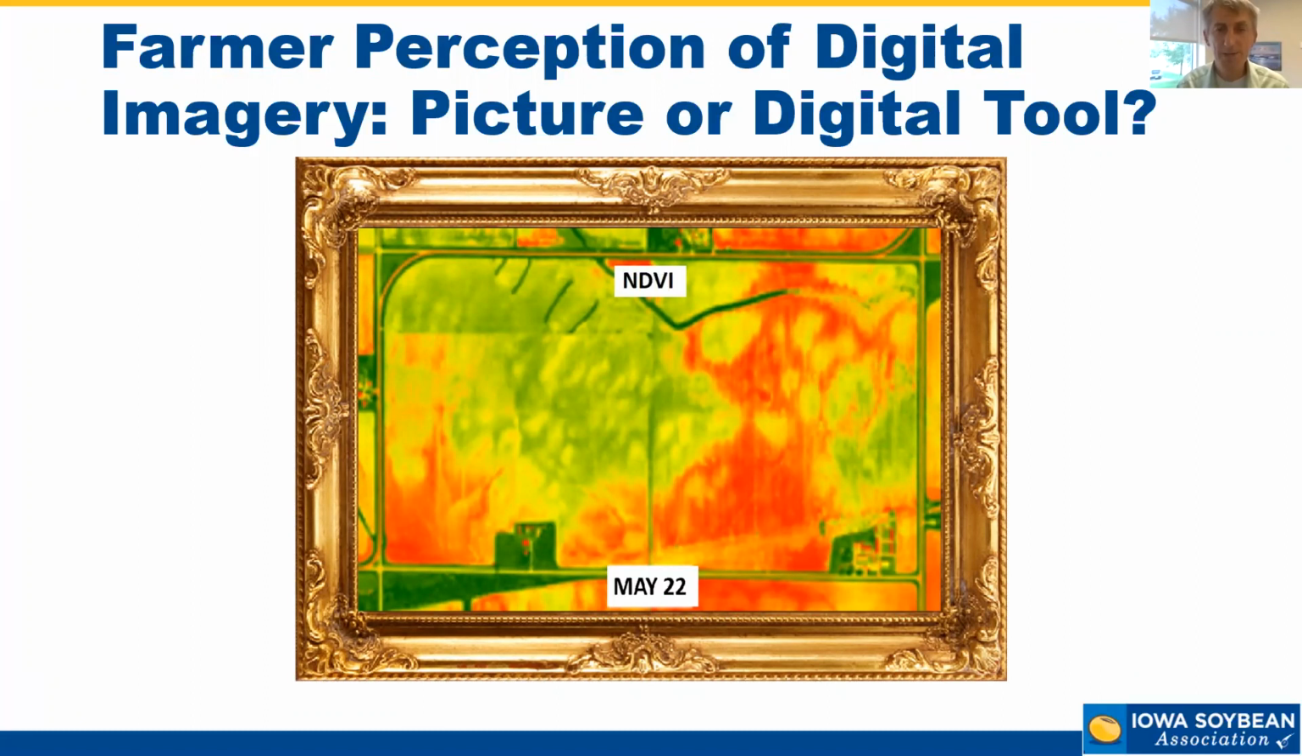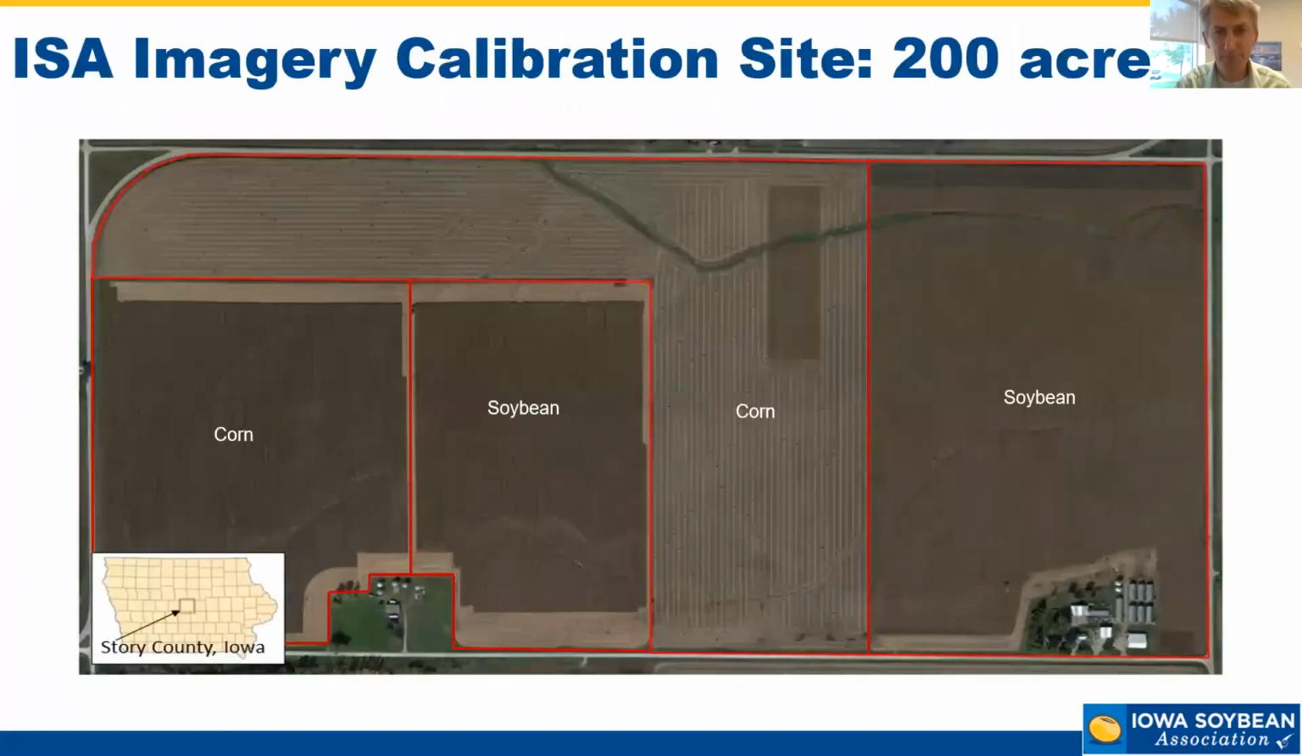So about 5 years ago, we wanted to change this perception. We wanted to show farmers that imagery is also a digital tool. So we established a project and a site. It's about a 200-acre site in Story County, just northeast of our office in Ankeny, by Collins. This site has several corn and soybean fields. It is farmed by 2 farmers. For the last 5 years, we have worked with probably about 20 different imagery providers. We flew this site, or the company flew this site, every 10 days during the growing season.